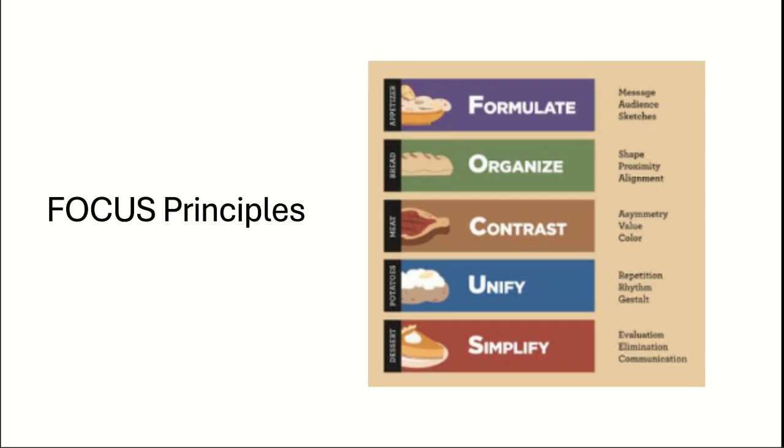First, we have the F, which is for Formulate, which uses message, audience, and sketches. Then we have the O, which is for Organize, which is shape, proximity, and alignment. Then we have the C for contrast, which is asymmetry, value, and color. Then we have the U for unify, which is repetition, rhythm, and gestalt. Then we have the S for simplify, which is evaluation, elimination, and communication.